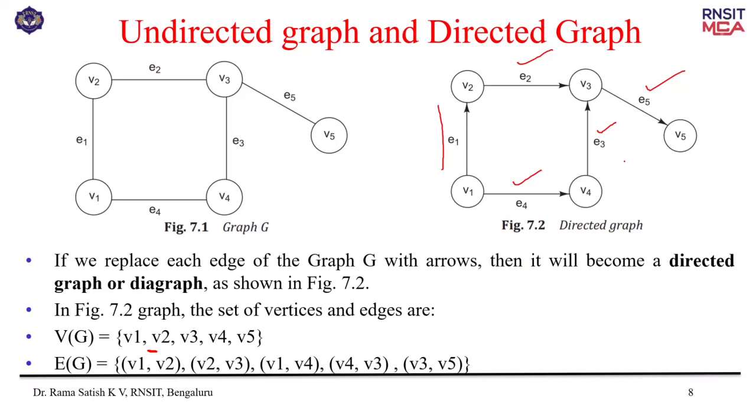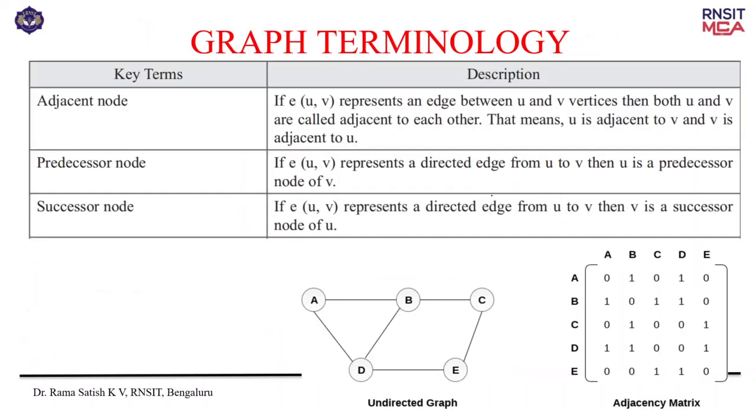So here the edges of the graph, you write with two vertices, because one is the starting point and another one is the ending point. V1 is the starting point. Look here. From V1, this edge E1 starts, and it goes up to V2. So that is the concept.